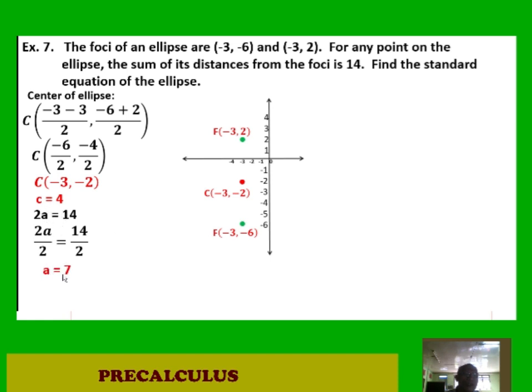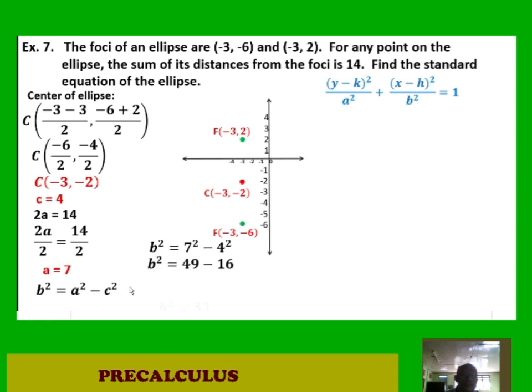So we have now a is equal to 7 and c equal to 4. So we need to determine b. This position of the points indicates that the type of the equation of the ellipse is type number 4. Okay, so we need to find b. b squared is equal to a squared minus c squared. Substitute a and c. a is 7, c is 4. So solving for b, b is equal to square root of 33.